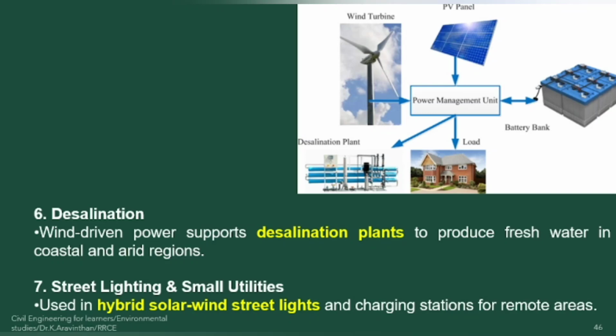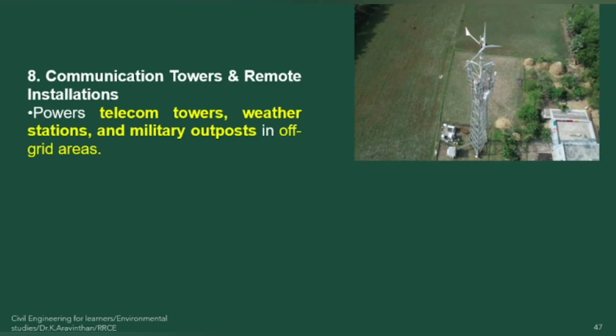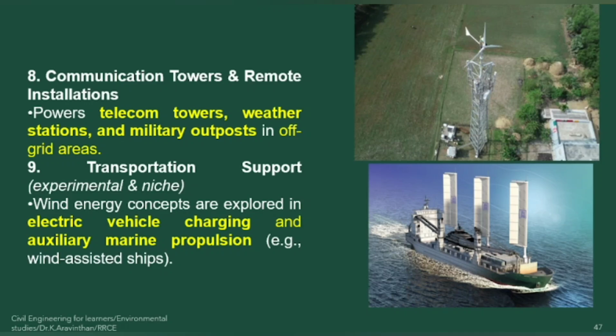Next thing is street light and small utilities. Next thing is for remote areas and communication tower. If you are providing a communication tower, you need power for the signal. What you can install like this, windmill can be installed. Have you seen this? A ship is being completely operated by windmills.